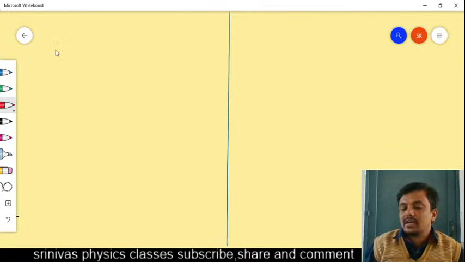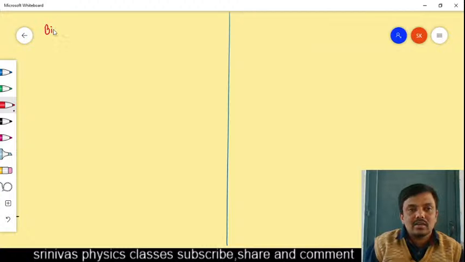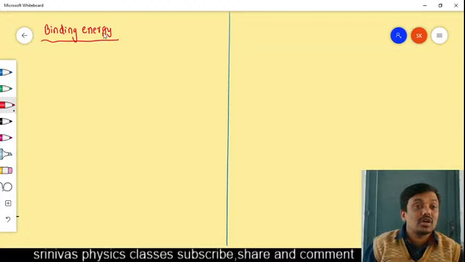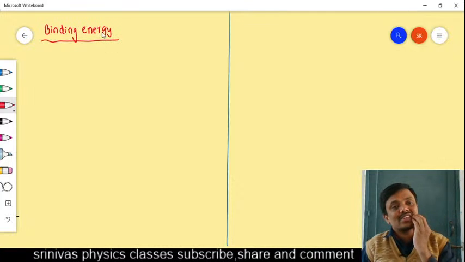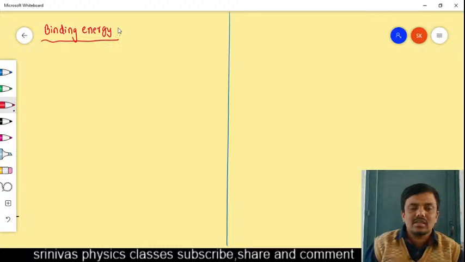Next one is the binding energy. What is the binding energy? Binding energy is also some energy you require to bind the nucleons in the nucleus. That energy is the binding energy. In the name only it is there. Binding energy, we can write as E suffix B.